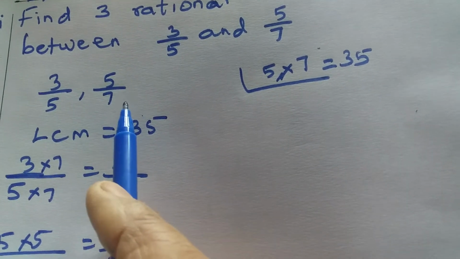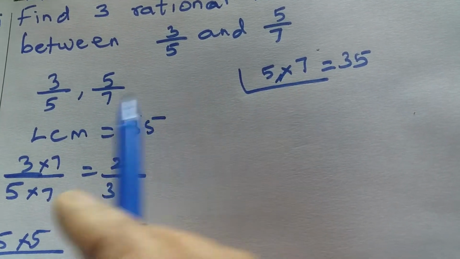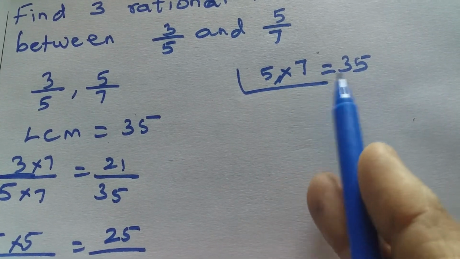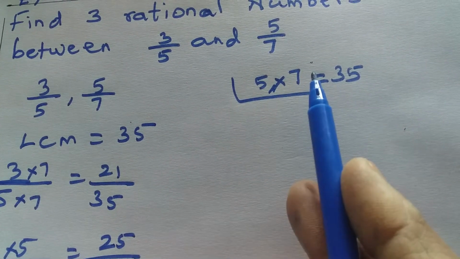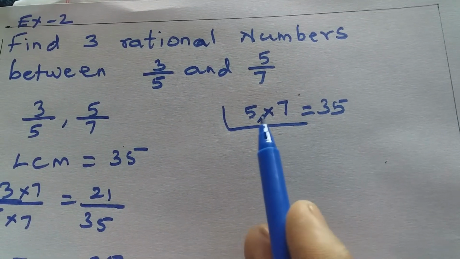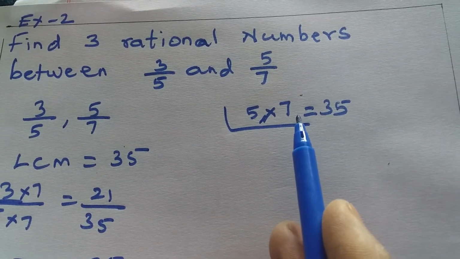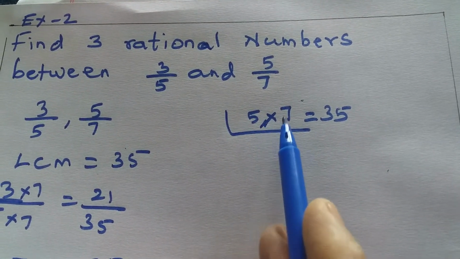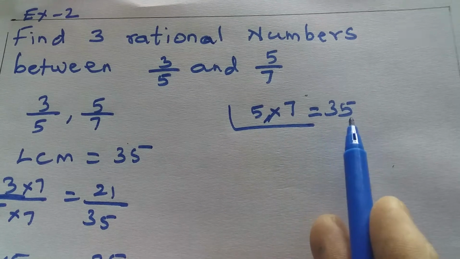How to make the denominator the same? We have to find the LCM of the denominators, 5 and 7. 5 and 7 don't come in any same table, that is, they don't have a common factor. So how do you find the LCM? Just multiply them. 5 7s are 35.